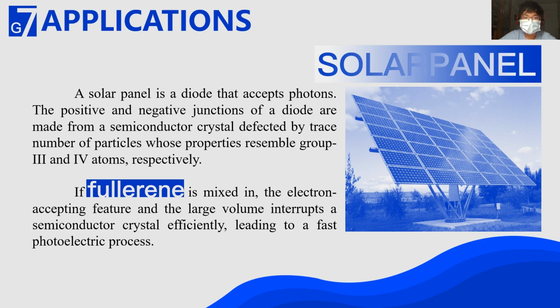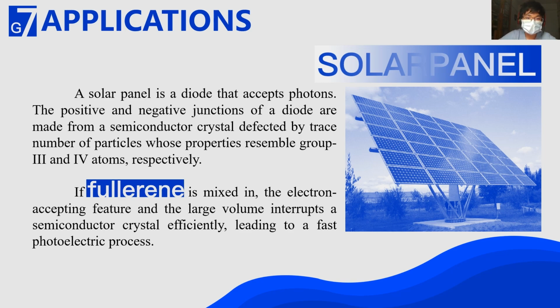If the positive and negative junctions come in contact with each other, an electric field will be generated. Such an electric field will hinder the electron current in the opposite direction, and if an electron gains a photon from the sun, it will be accelerated in the electric field and generate a stable electron current.